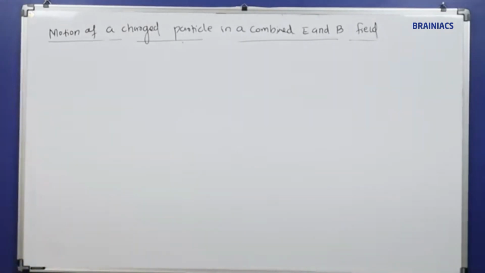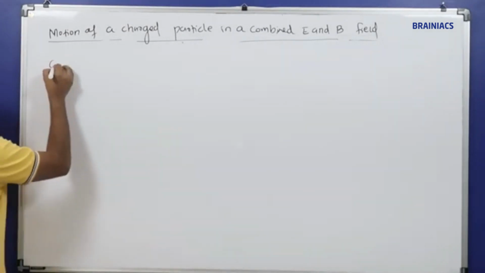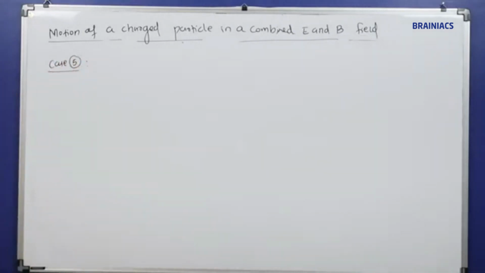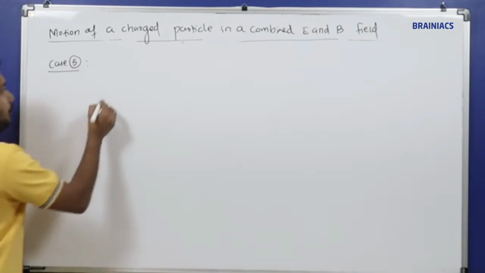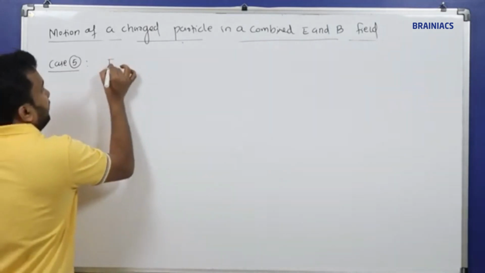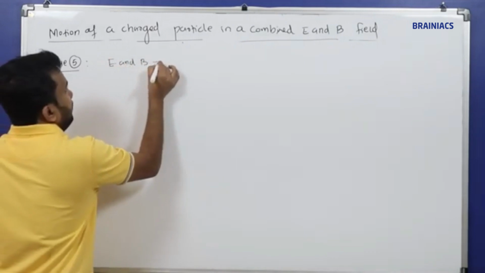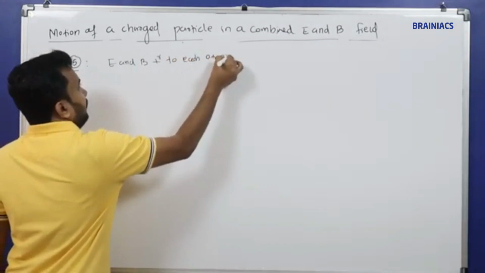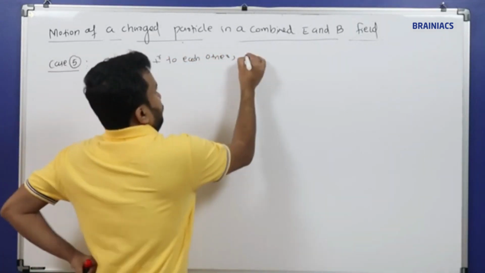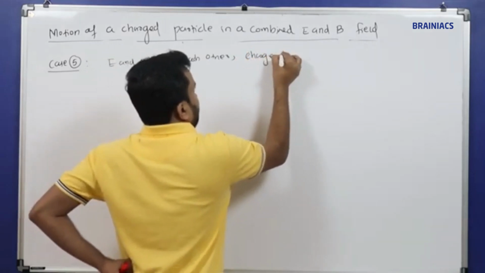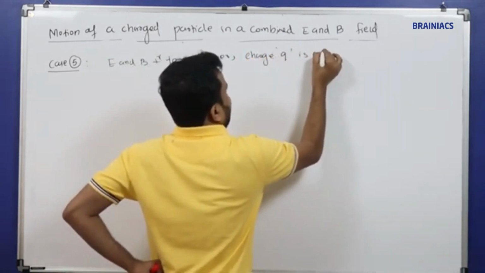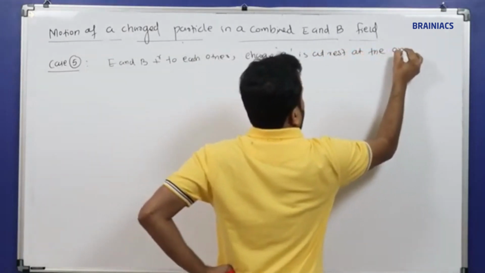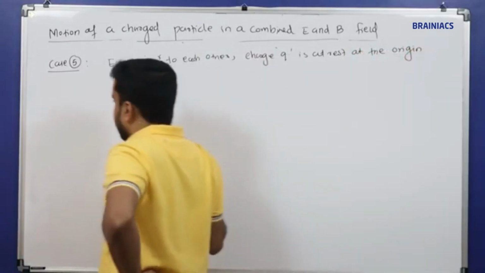Case 5, the fifth case. What is the fifth case talking about? E and B are perpendicular to each other. Charge Q is at rest at the origin. So let's have a look.